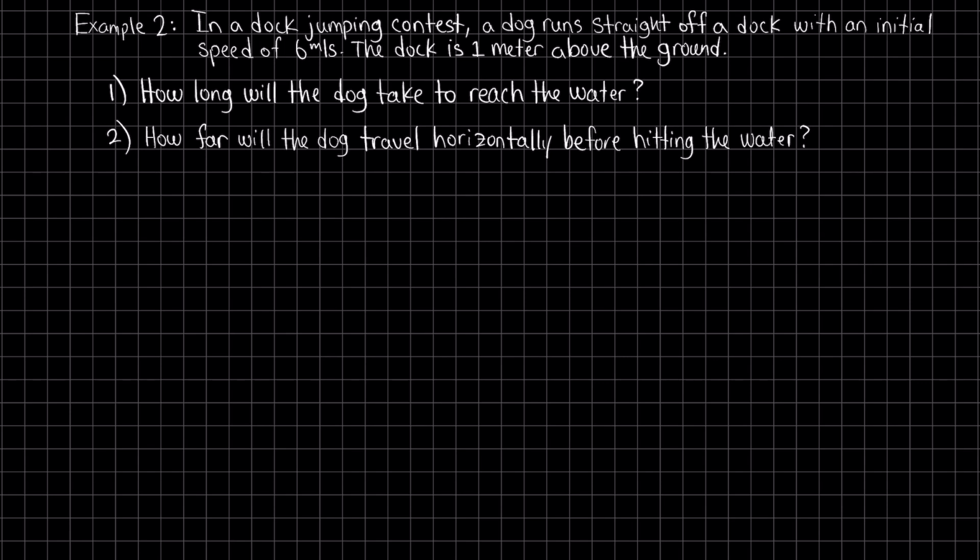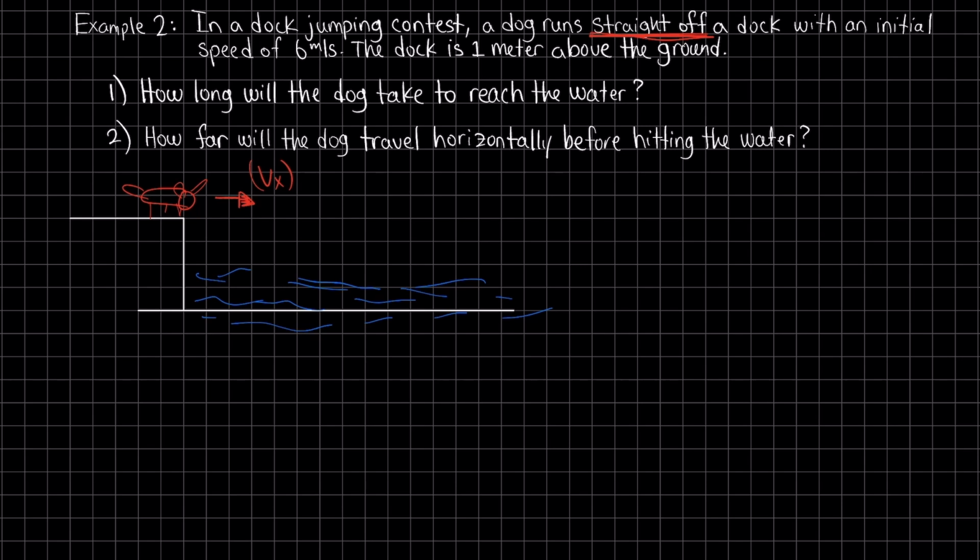Like we did in the previous problem, let's go ahead and understand what's going on by drawing a picture. So here we have a dog, and this dog is going to be running straight off. Whenever it says straight off, that means that the motion is completely horizontal. So I'm going to have an initial horizontal velocity of 6 meters per second. And I know that the dock is 1 meter above the ground. So the dog is going to follow a path that acts like this, and it's going to reach the water. The question is, from here to here, what is that range? Or how far does the dog travel? And then also, how much time does it take to hit the water?